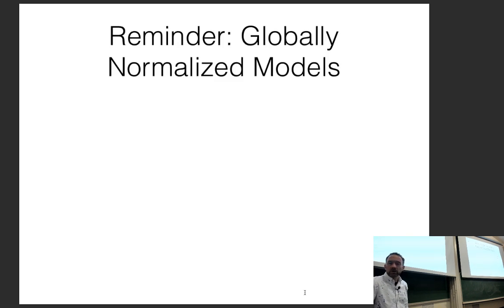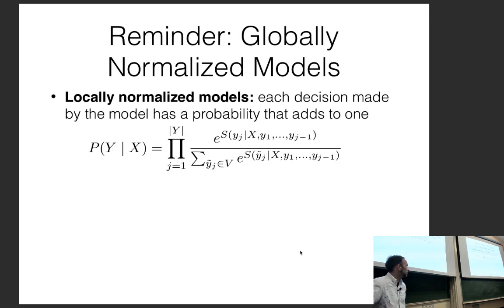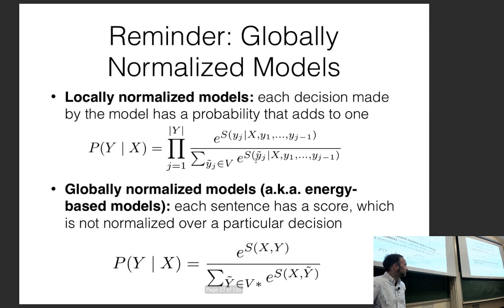As a reminder, globally normalized models versus locally normalized models. In locally normalized models, each decision made by the model has a probability that adds to 1. So at each decision we renormalize the probability; we calculate a softmax, in other words, and use the probability there. In a globally normalized model, we have a single score, and then we normalize over the whole output. I've talked about these models in previous classes, but this is important because of the contrast it draws to the other models.